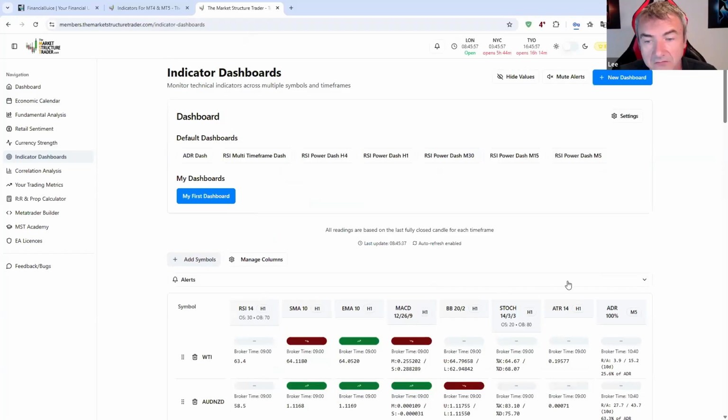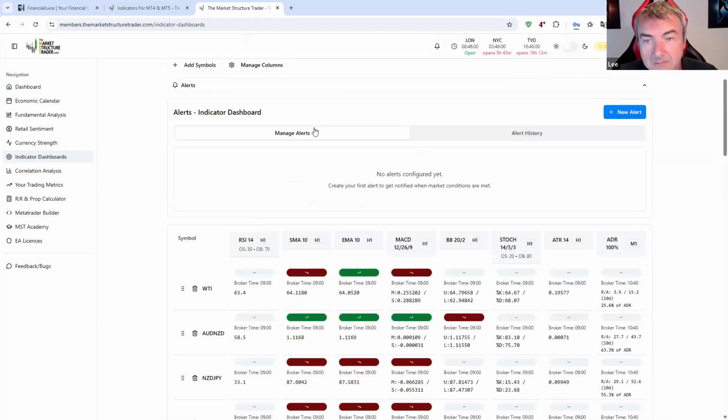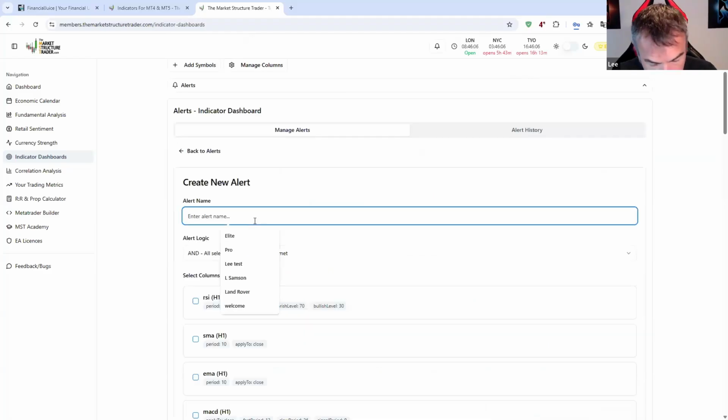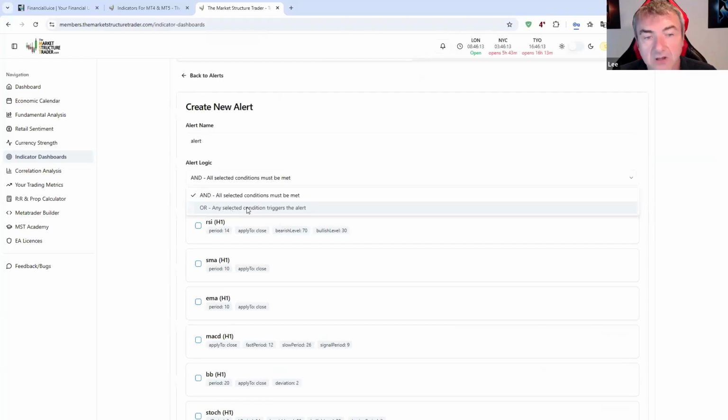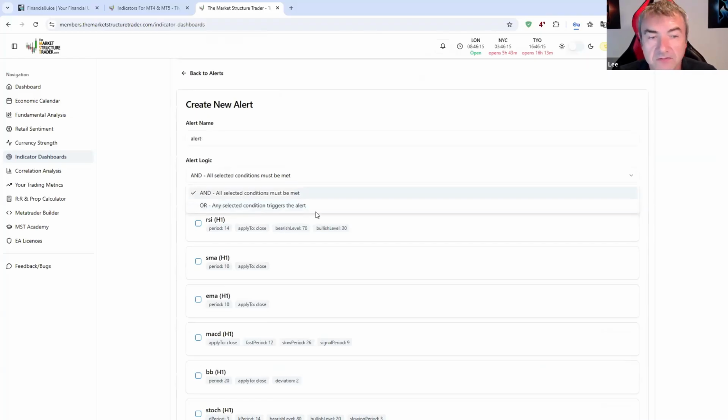You can also set alerts. There's your alerts. I haven't got any alerts set in here. There's no history. But if I want an alert, I just click that and I say my alert or whatever. And there's an AND logic and an OR logic. So it can be any of the conditions or all of the conditions.